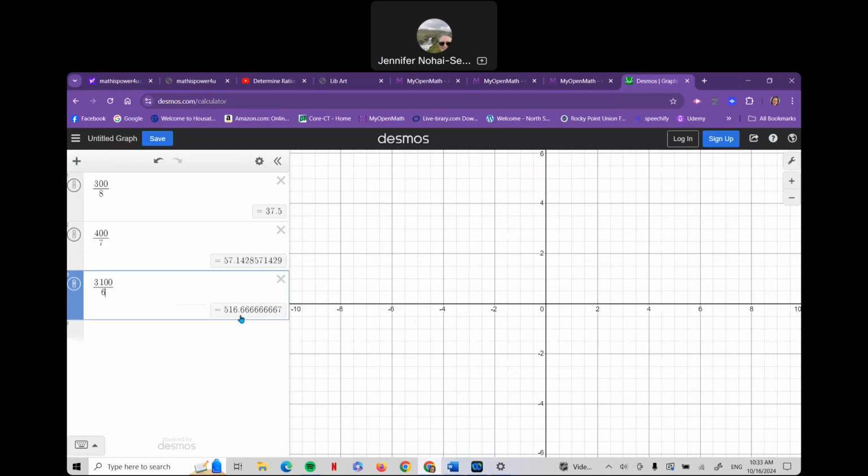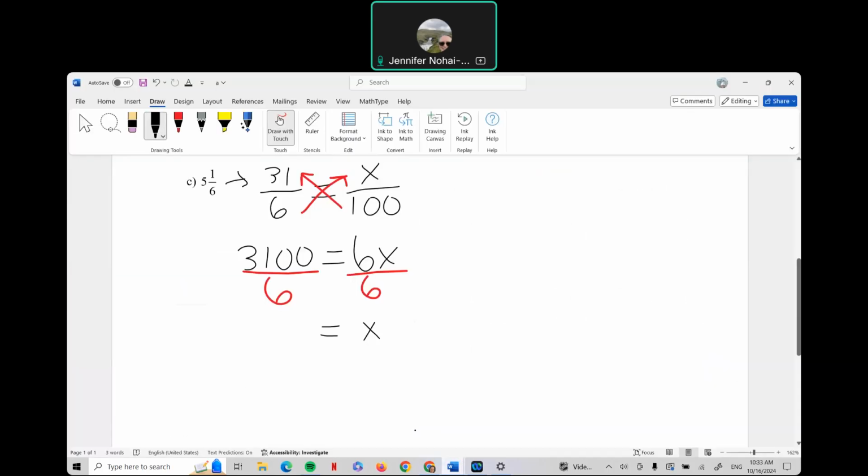We get a really long decimal here, but as you can see, we have 0.6 repeating. The 7 is at the end because it is rounding, so we have 516.6 repeating. And we can then take that 516.6 repeating and write a percent sign after it.